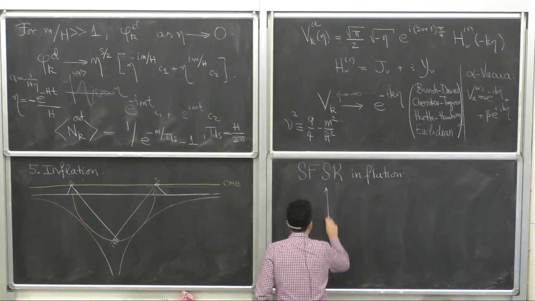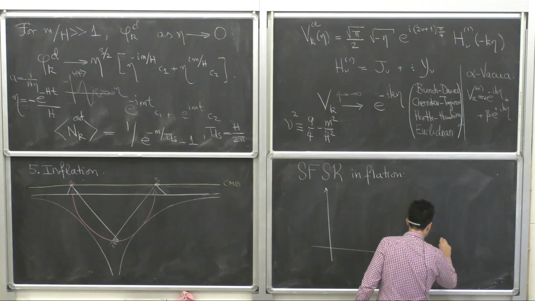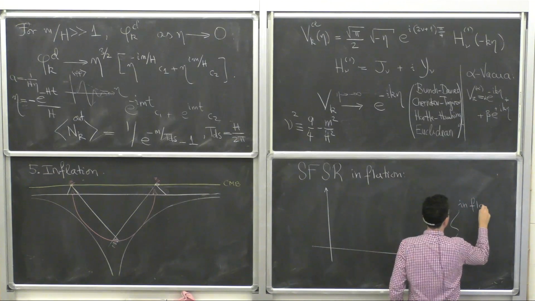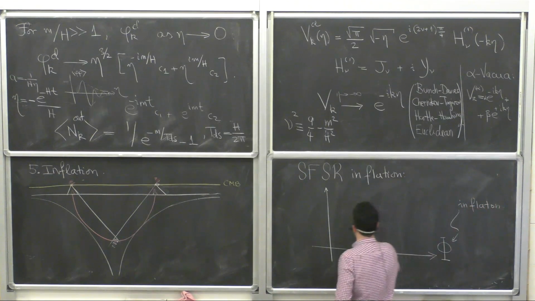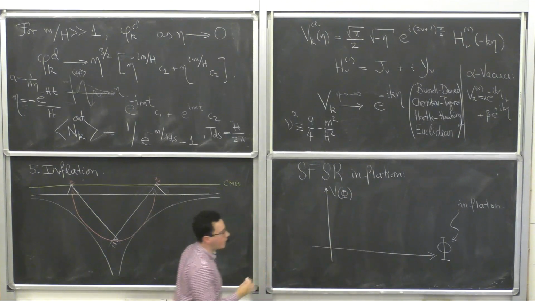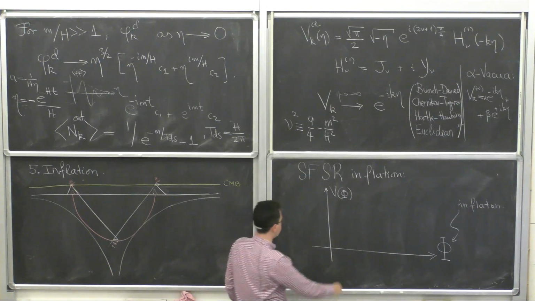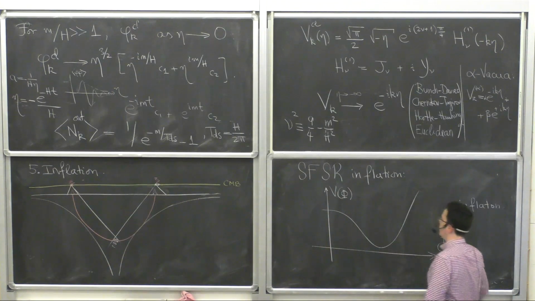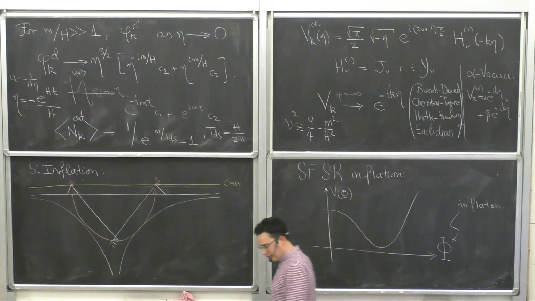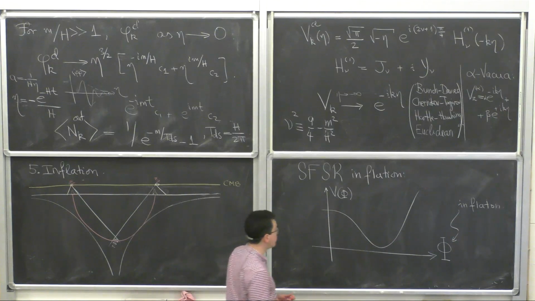So what's the picture? You have some fundamental scalar that people call the inflaton, and the scalar has a potential. A lot of string cosmology is about building a theory of this potential, but we're going to assume that it's given to us. It needs to be fairly flat. We're going to take it as flat.